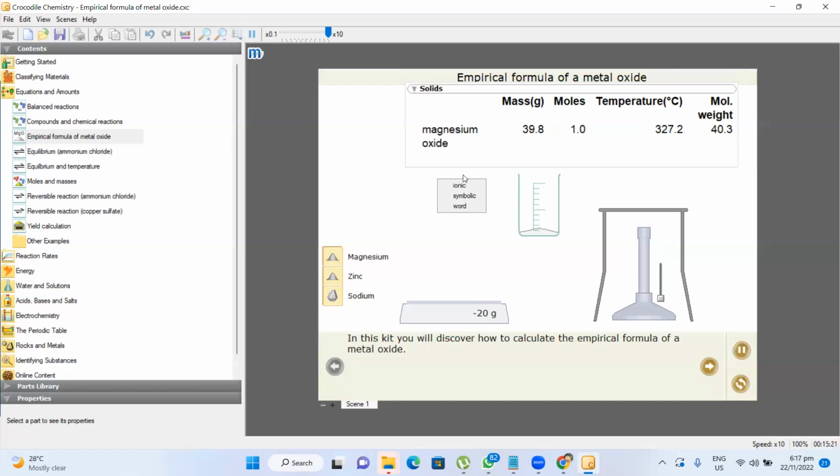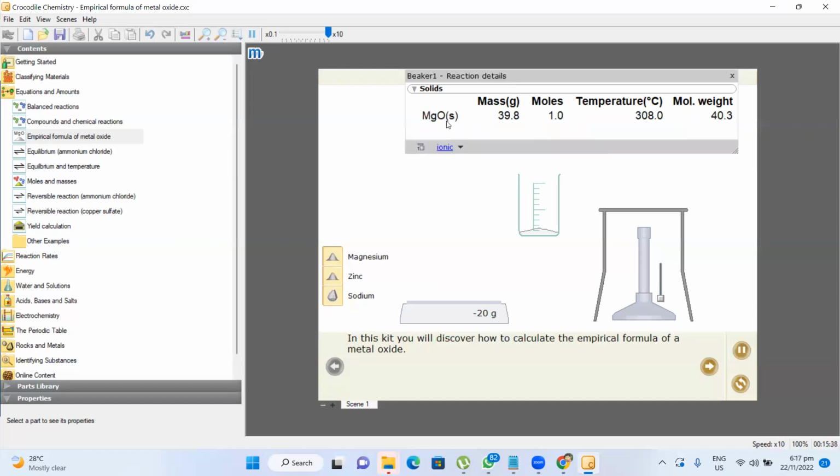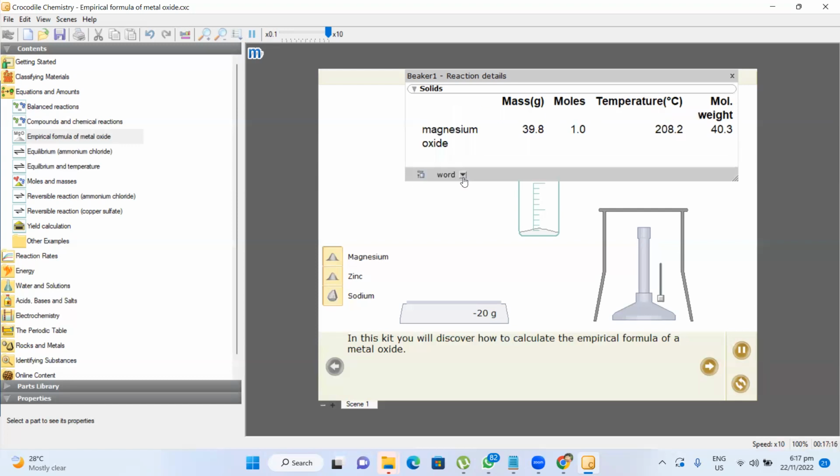So earlier it was Mg, magnesium. Now you can see it's magnesium plus some other thing. That is magnesium oxide. So what has actually happened? How was the magnesium oxide formed? How did the oxygen come?